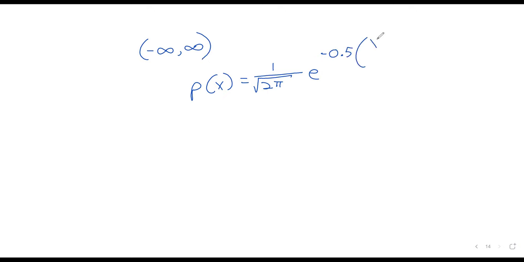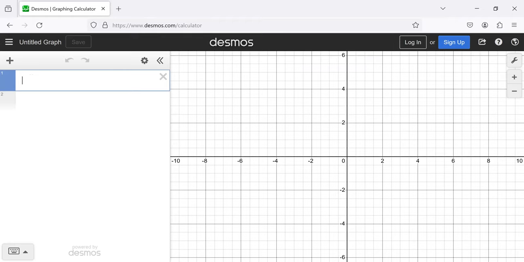0.5 of (x minus 3) over 2, squared. What an unpleasant looking function. It's a sad fact, though, of probability and statistics that these very unpleasant looking functions show up all the time in applications. Let's take a look at what this thing looks like.